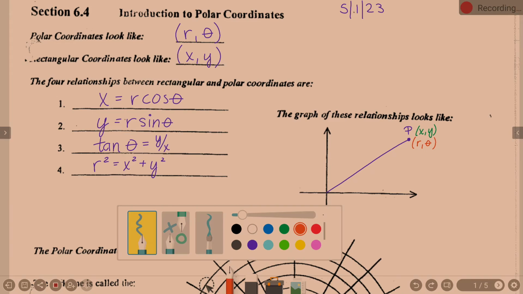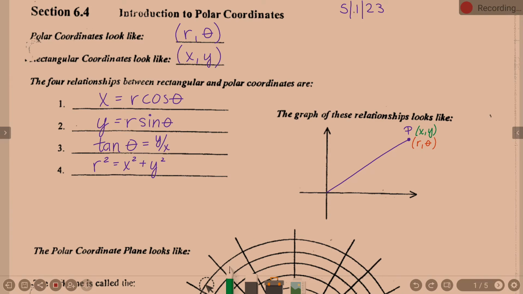Now, when we talk about, let's go with the x, y first. When we talk about x, y, the horizontal axis is our x, the vertical is our y. And so when we're trying to get to point P, we go what? We go over x, and then we go up y.